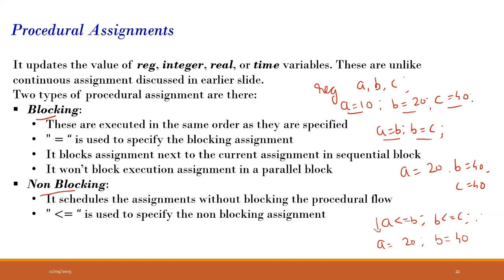Okay, let us also put C is equal to A. If C is also equal to A, then C will get the value 10. But in case it was over here, C equal to A, then C will get the value 10. So in both cases it is happening the same way.